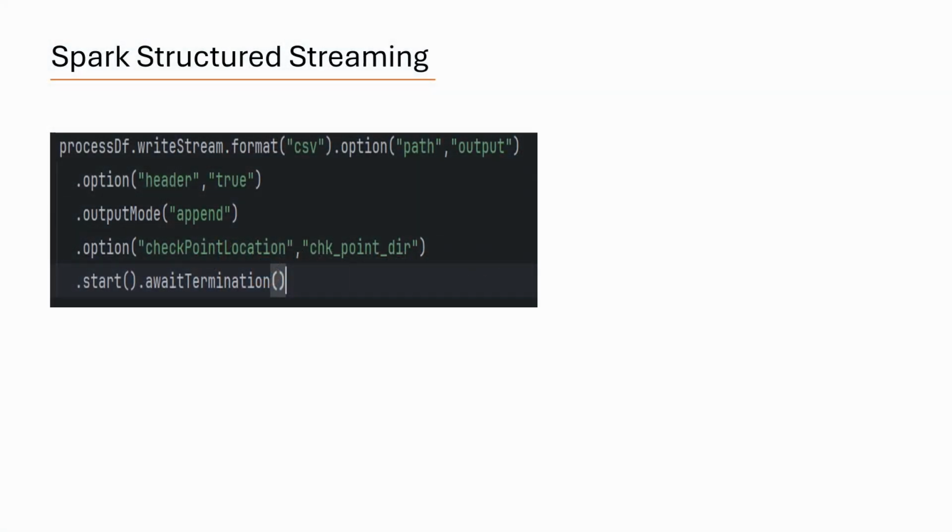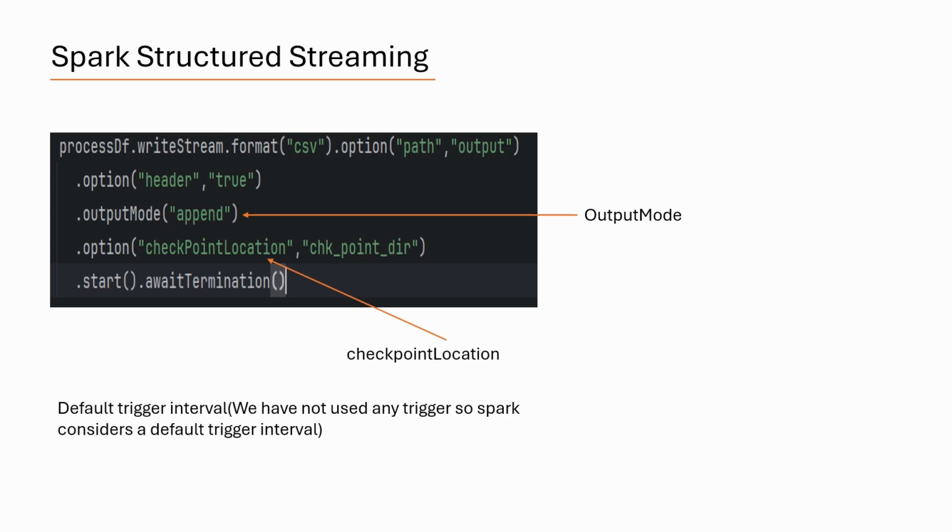In our previous video, we wrote code that could read files in real time and write the output to a file. During this process, we encountered some unique terms such as output mode, checkpoint location, and trigger interval. Let me explain what these terms mean.